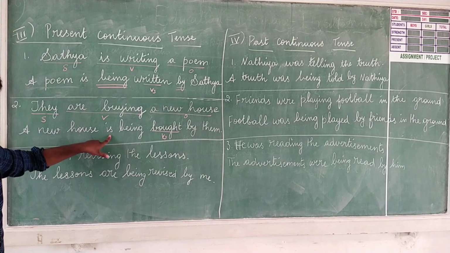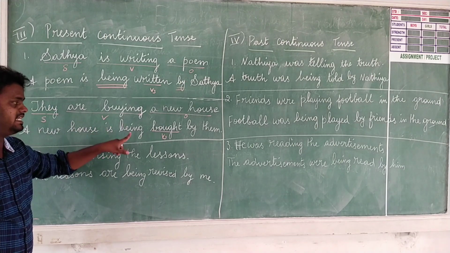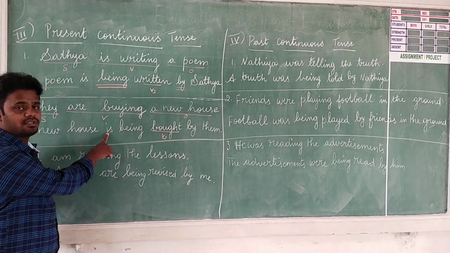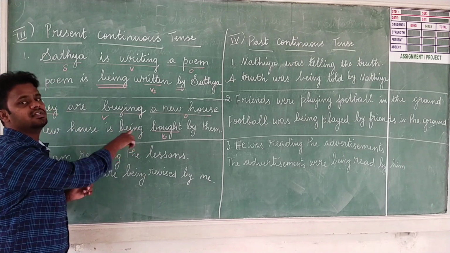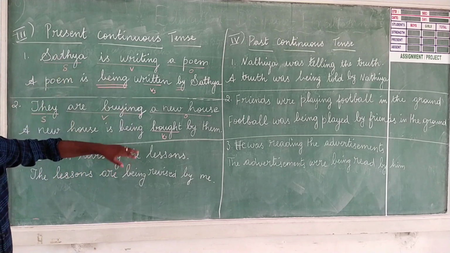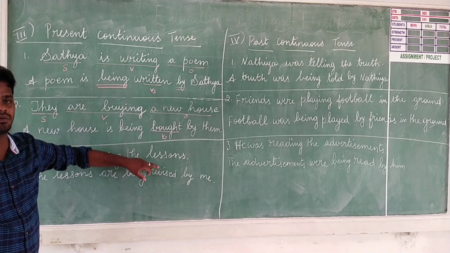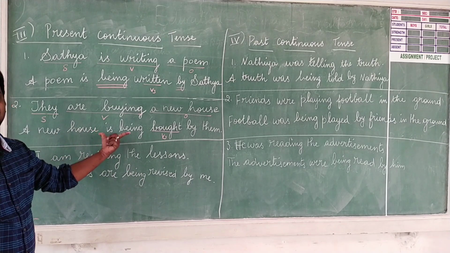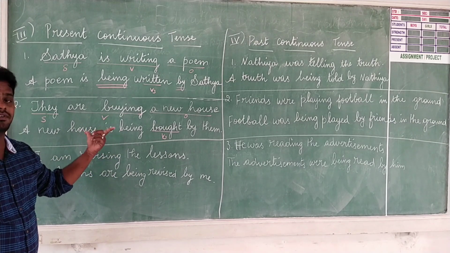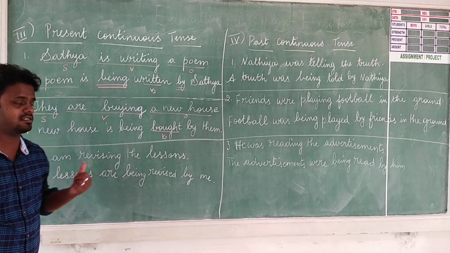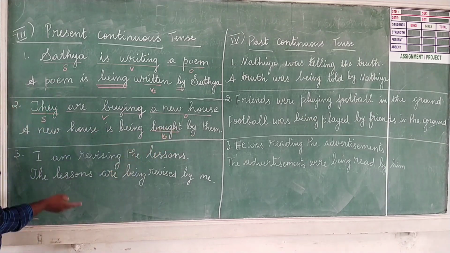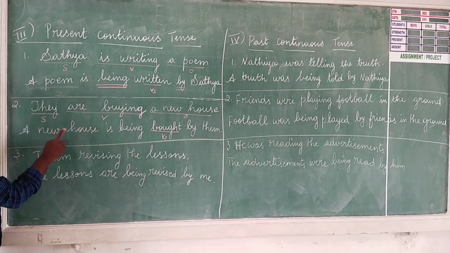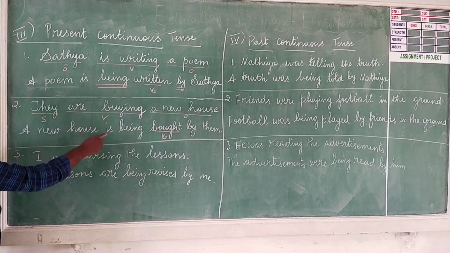My house is. So is being. This "is" shows it is in present tense. And being shows that it is in present continuous tense. So in all other things, the same V3 pattern will be followed. So this particular word determines whether the sentences are in present or past. A new house is being bought by them. Why are we adding this here? Because here the subject is singular, and that's why we are using the present singular verb.